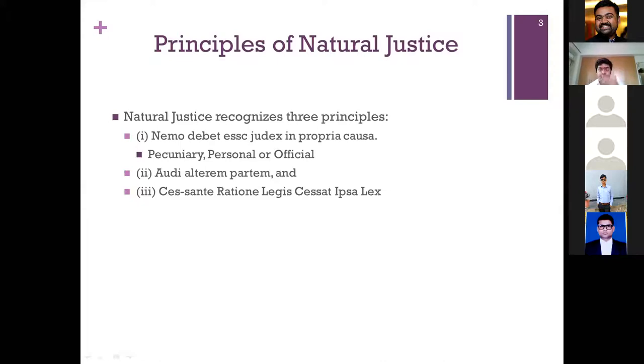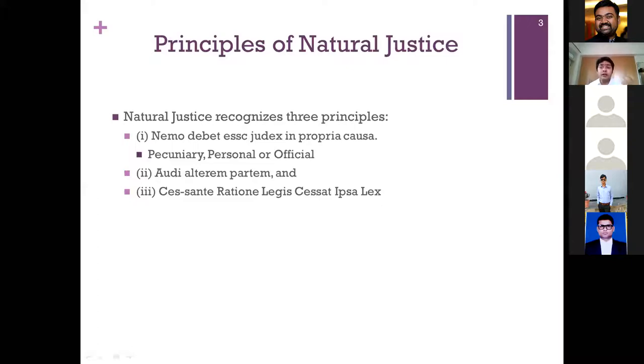So all of these are examples of disciplinary actions, administrative proceedings, not strictly legal proceedings, right? So when you take disciplinary actions against someone in a university, or when you fire someone from an office, these are not strictly judicial settings in which you are exercising a judicial power. These are almost quasi-judicial administrative proceedings.